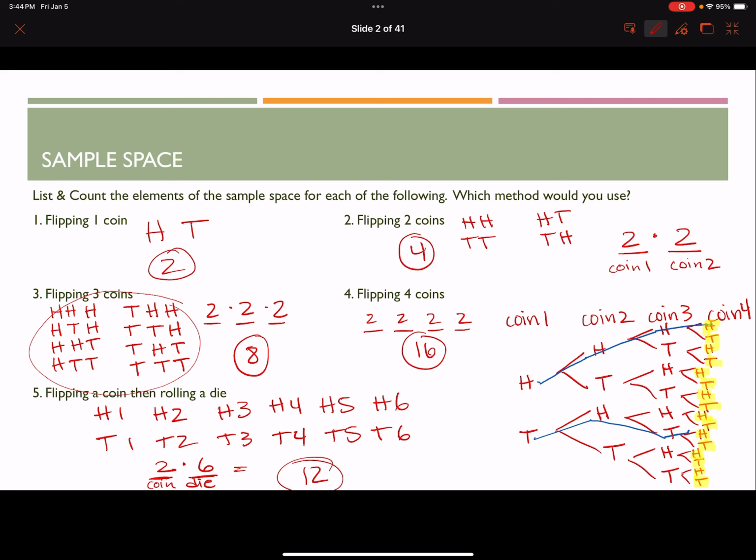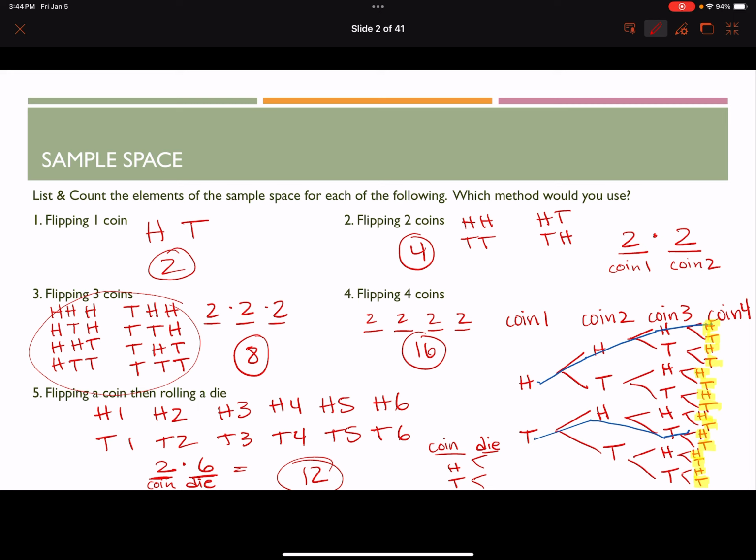If I were to make a tree diagram, and I'm not going to make the whole thing, but I would start with 2 columns. So I'm flipping the coin, and then I'm rolling the die. On the coin, I could get a heads or a tail. And then on the die, I could get a 1, 2, 3, 4, 5, or 6, 1, 2, 3, 4, 5, or 6, right? And that'll give me my 12 unique paths on the tree diagram.